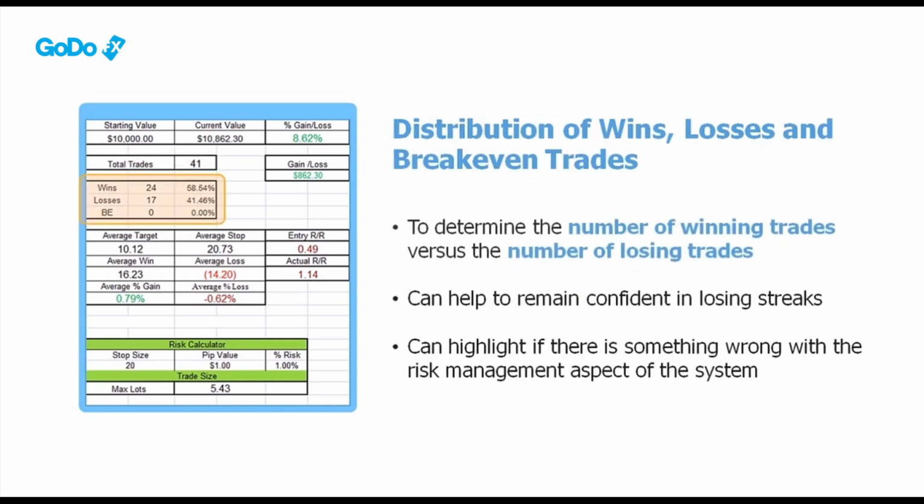Determining the distribution between the system's winners and losers will help you deal with future losing streaks. If the system makes money, but only has a small percentage of winning trades, then you can continue to trade confidently when losing streaks occur, because you know this is normal for the strategy being used. However, if your system is losing money with a higher percentage of winning trades, then you have highlighted that there is something wrong with the risk management aspect of the system.